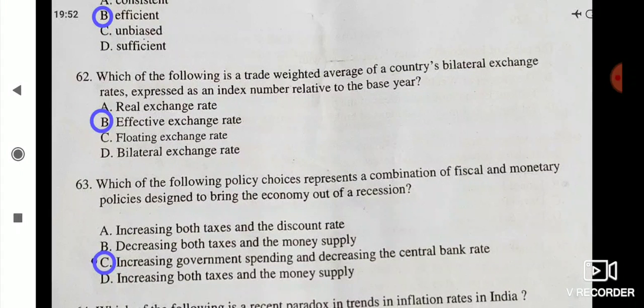Then next, which of the following is a trade weighted average of a country's bilateral exchange rates expressed as an index number relative to the base year? And given options are real exchange rate, effective exchange rate, floating exchange rate, bilateral exchange rate. When a bilateral exchange rate is expressed as an index number relative to the base year, it is called an effective exchange rate, and which is given in option B. So here the correct answer is option B.